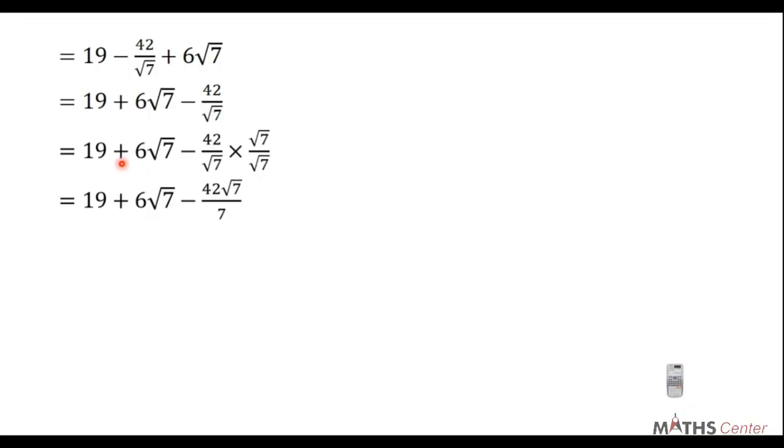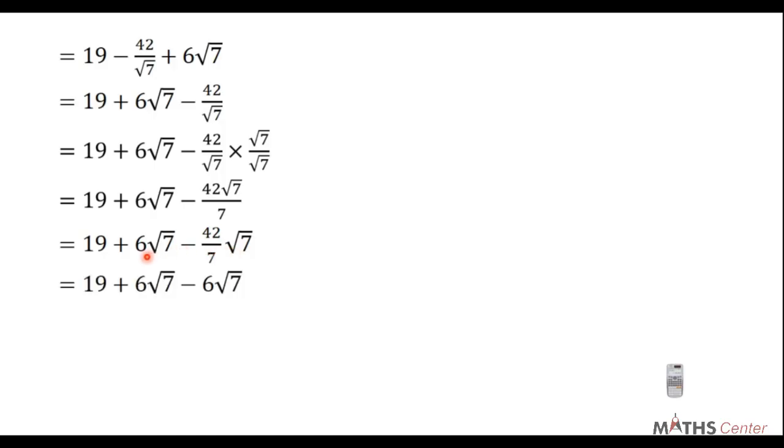You know that this is going to give us 19 plus 6 root 7, which is already there, then minus 42 times root 7 will give us 42 root 7. Root 7 times root 7 will give us 7, from the properties of surds, you know that. So we cancel some terms out. We know that 42 root 7 over 7 is the same as 42 over 7 root 7.